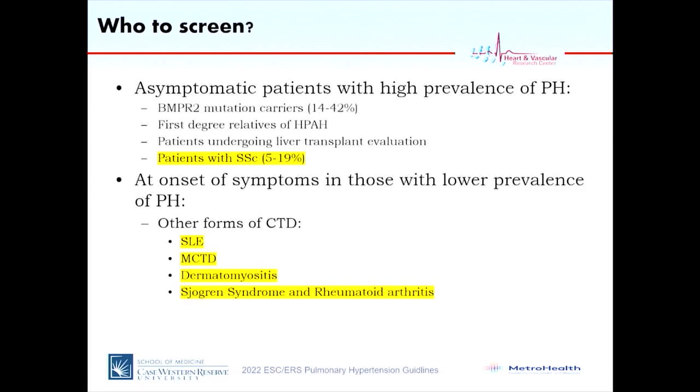Now, in patients where the incidence or the prevalence is lower, the recommendation is to start screening after symptoms have evolved or at the onset of symptoms. And those are the patients with lupus, mixed connective tissue disease, dermatomyositis, and rheumatoid arthritis.